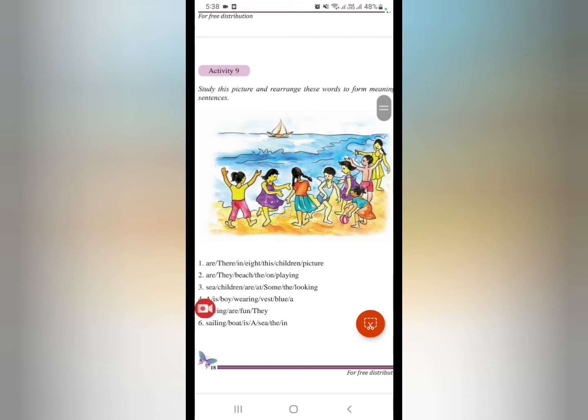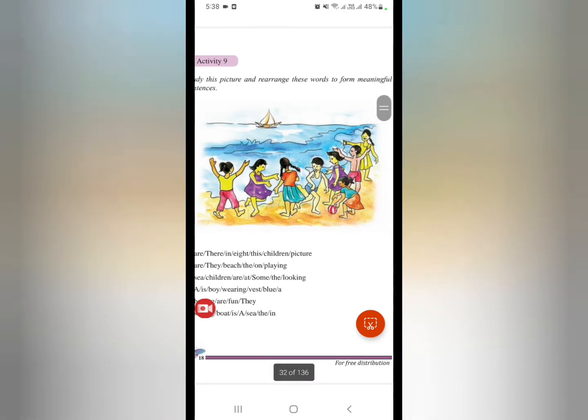They are playing on the beach. Okay. Then what will you say? Some are looking at the beach, some are playing. Okay. And you will say everyone is wearing a dress.